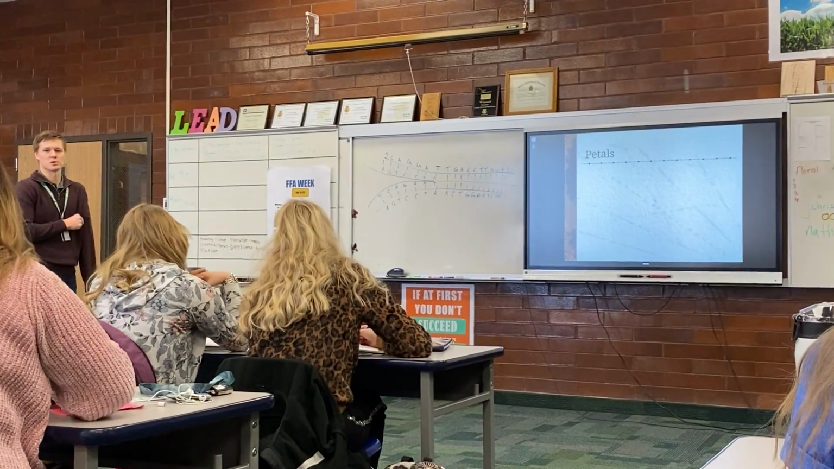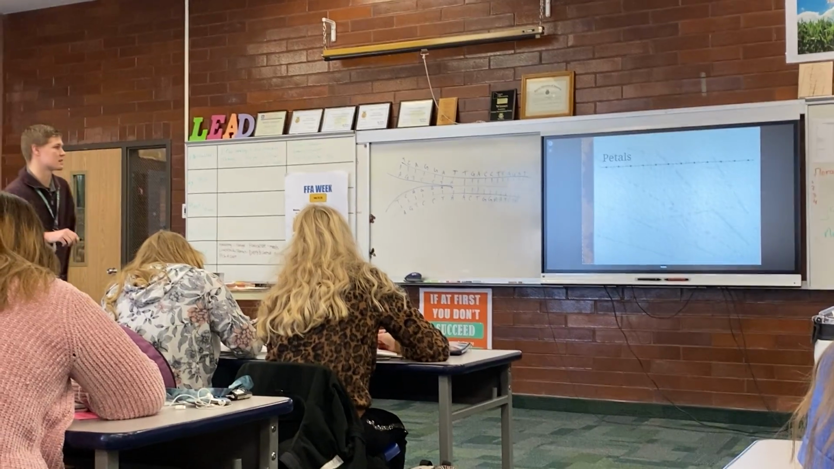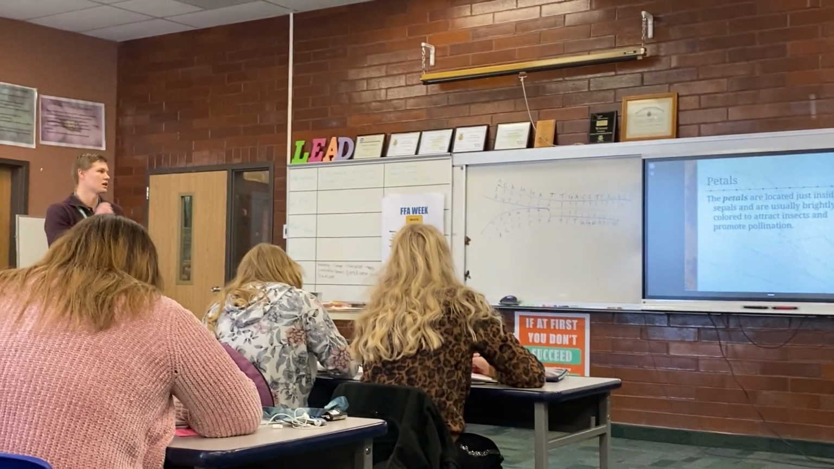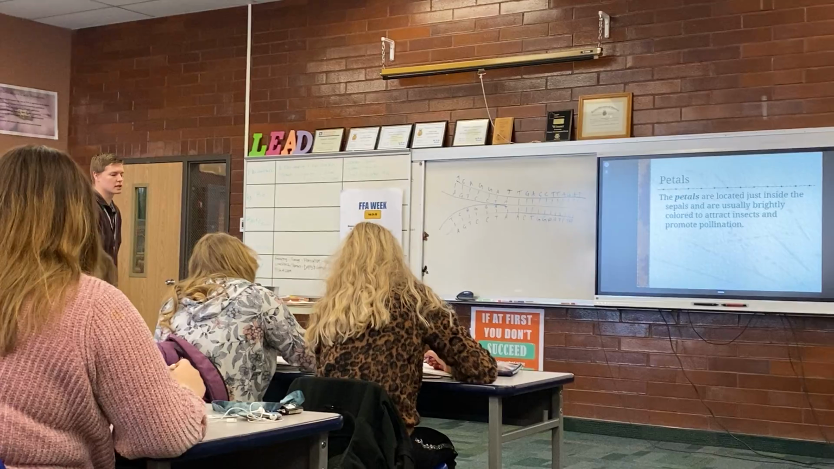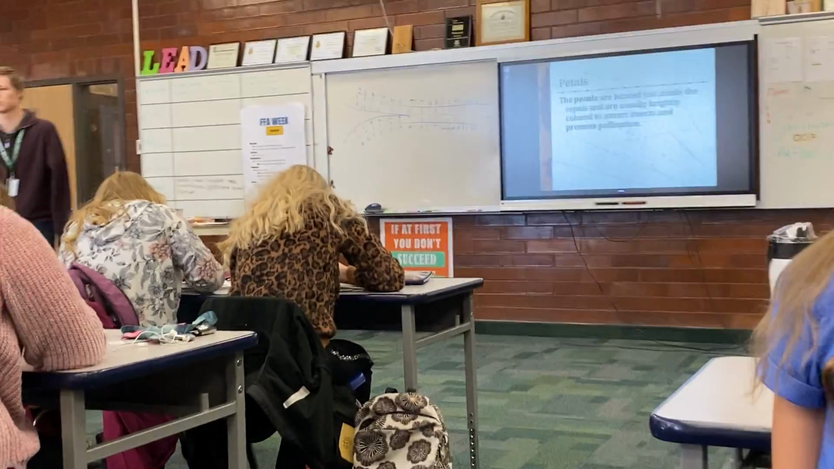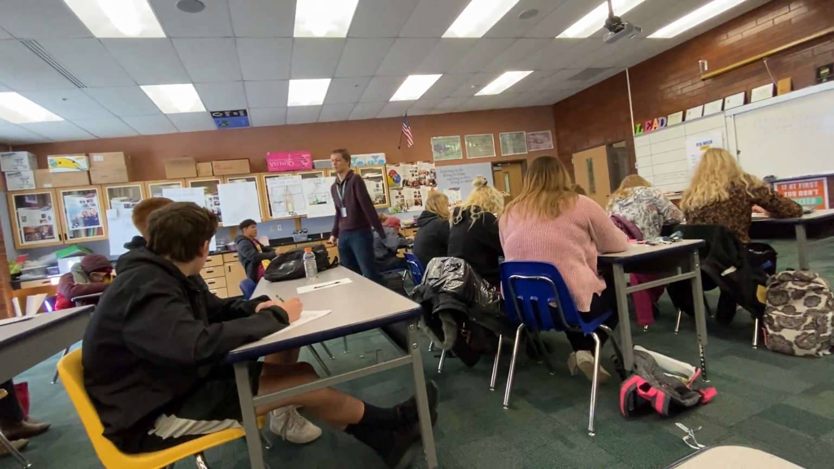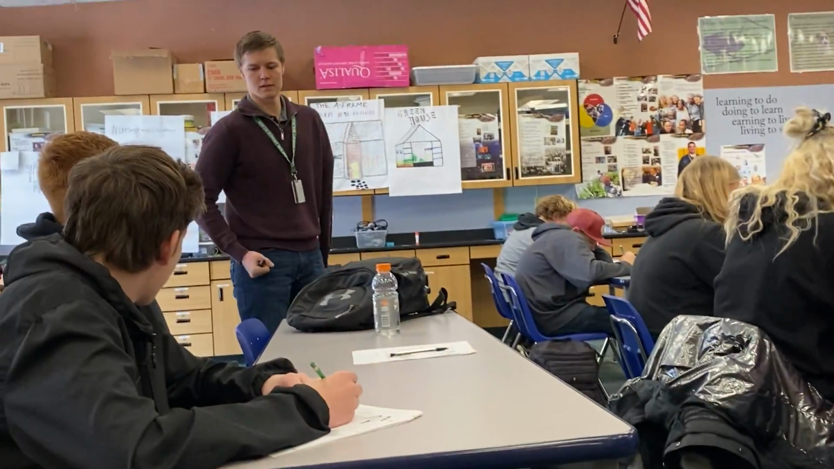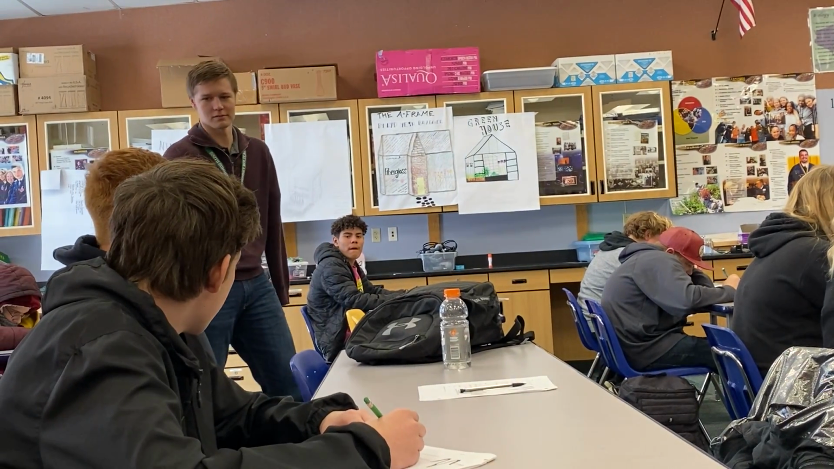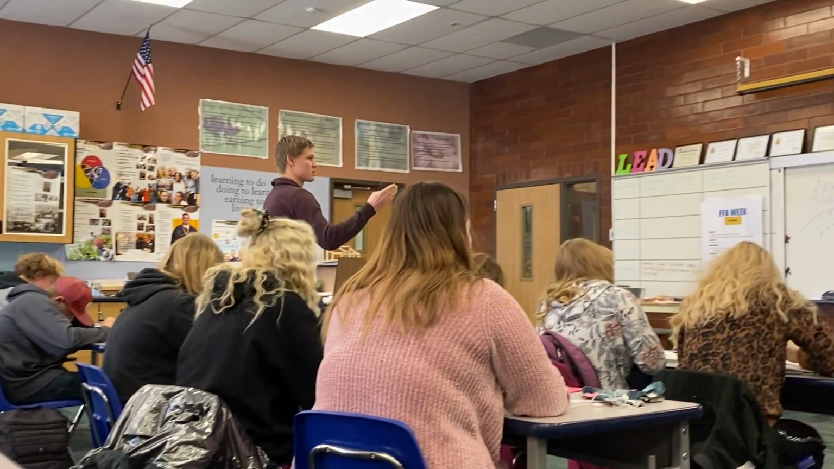So next is the petals. This is the exciting part of flowers. This is what makes them pretty and stuff like that. They're located just inside the sepals, usually brightly colored. Why are they brightly colored? Why aren't they just bland? Tegan? Good. Attract bees. So their main goal is to reproduce, right?